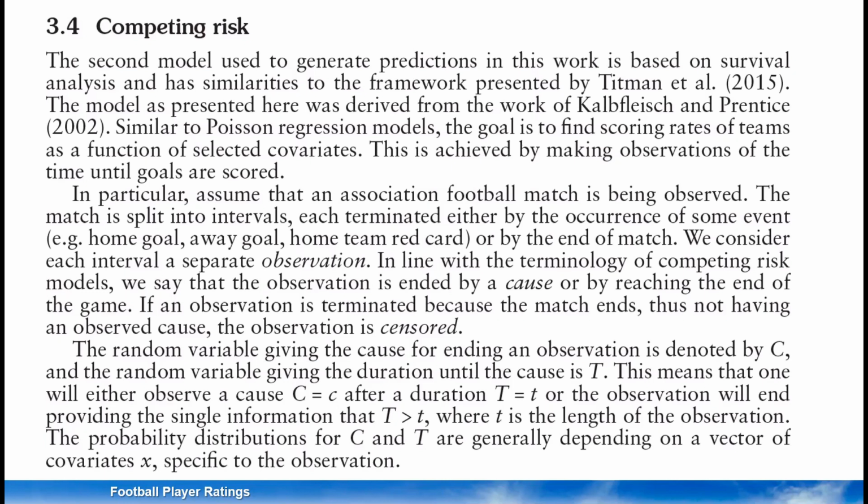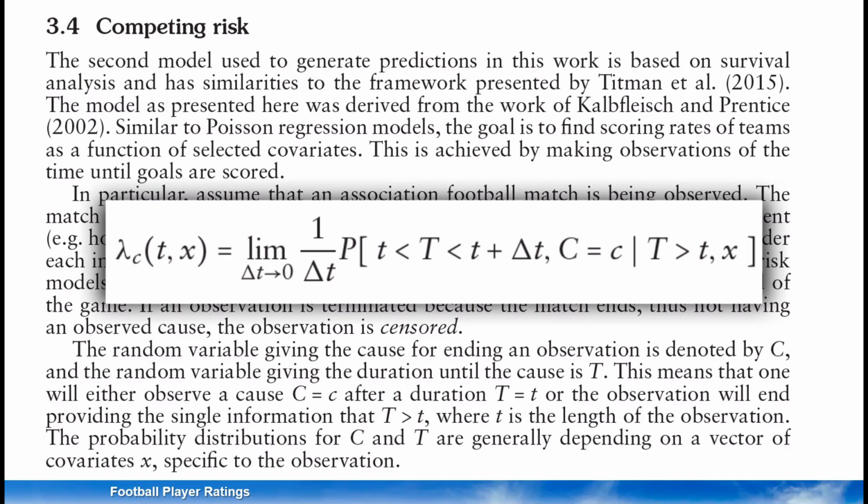The second model, which is based on survival analysis and competing risks, works differently. Here the model tries to estimate scoring rates for each team. That is, in a given situation, how long do we have to wait until the home team scores, and how long do we have to wait until the away team scores? Then, these scoring rates can be used to predict match outcomes by using simulations.